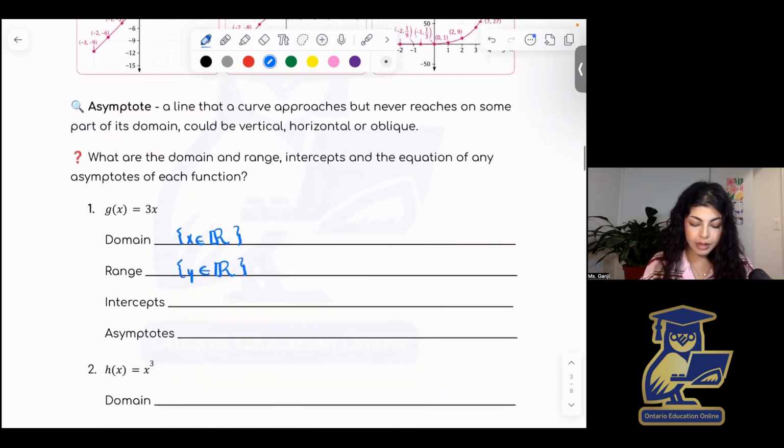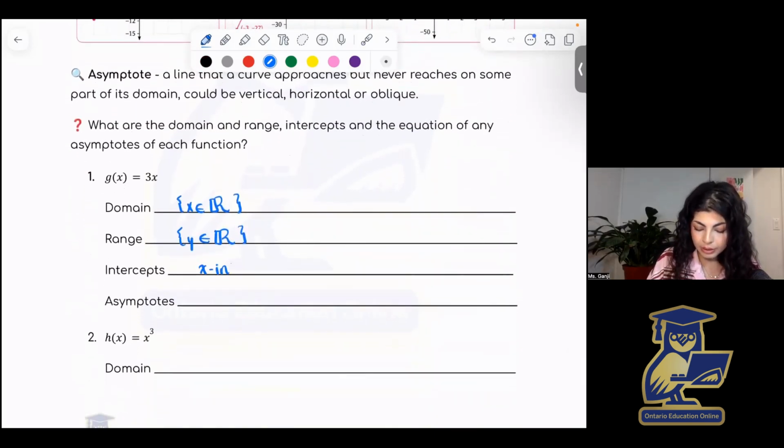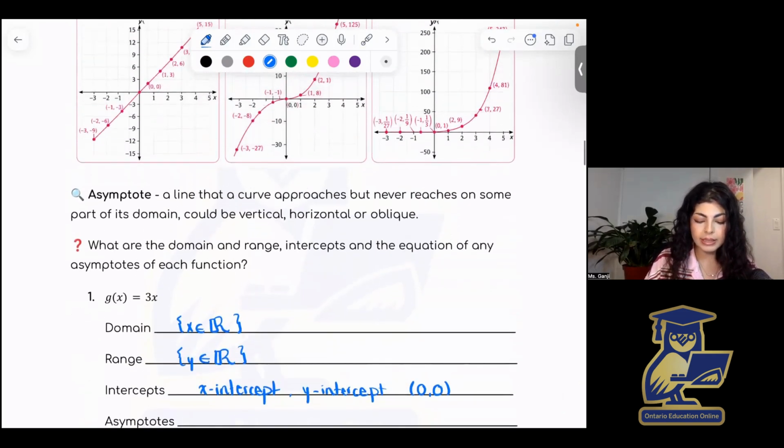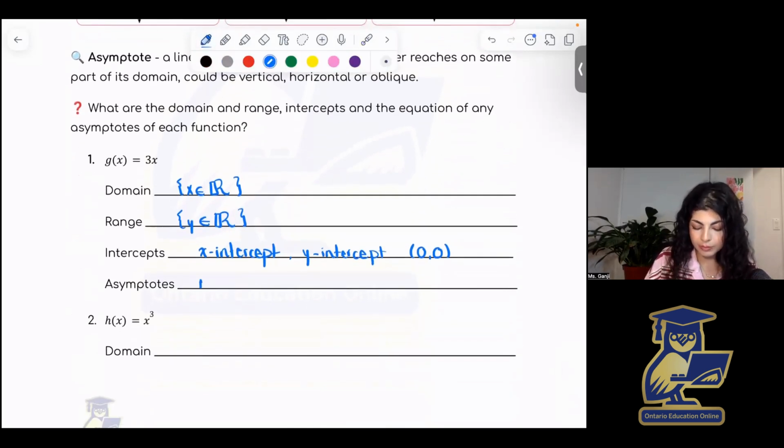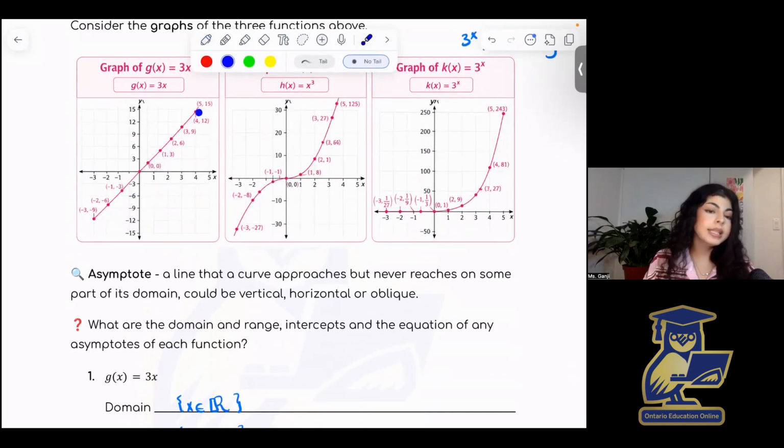In this example here, the x-intercept and actually the y-intercept are both the same, and they occur at (0, 0). Because when x is 0, the output 3x will also be equal to 0, and that's what we see right over there. And there are no asymptotes. NA, you can write none. We can see that this line is actually not approaching any vertical or horizontal or oblique line and never reaching it. It's just a linear line on its own.